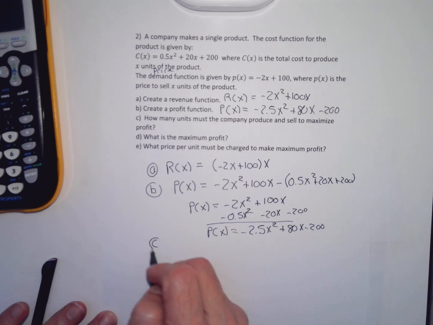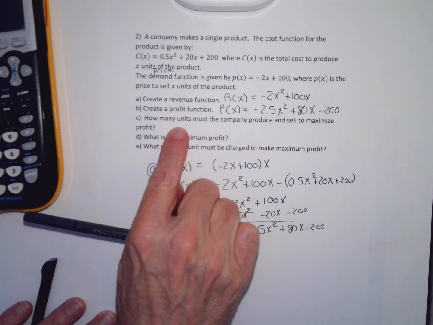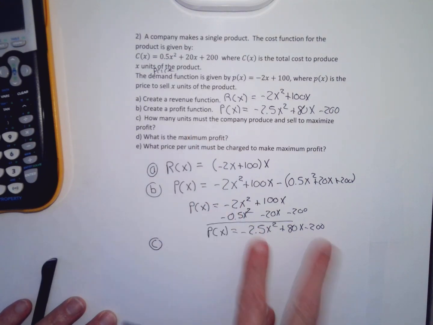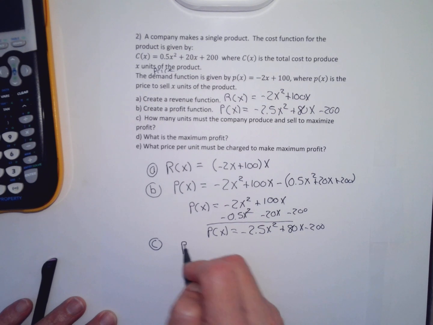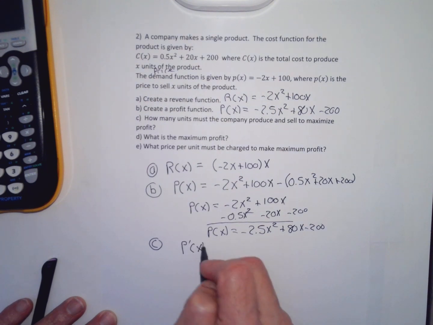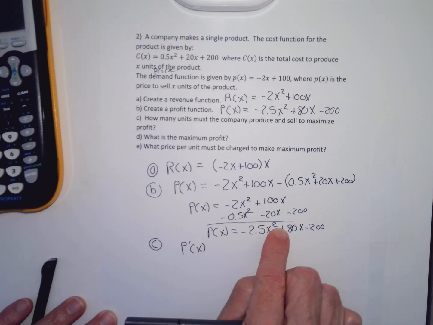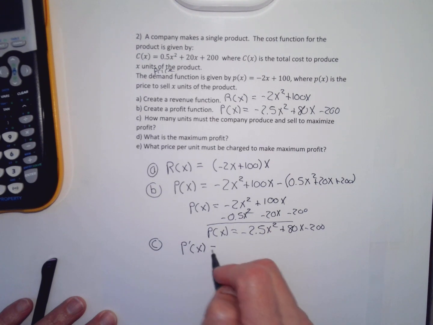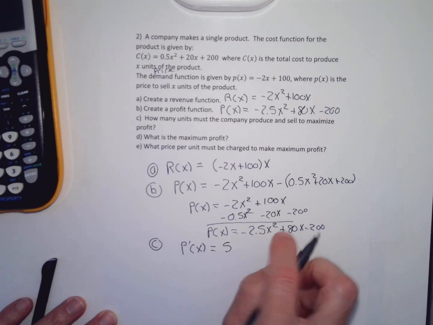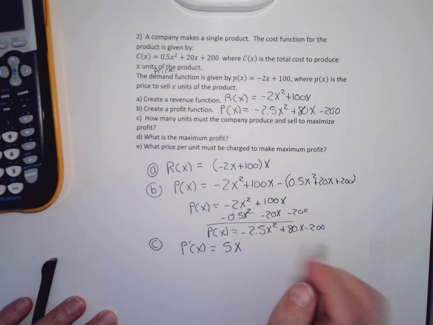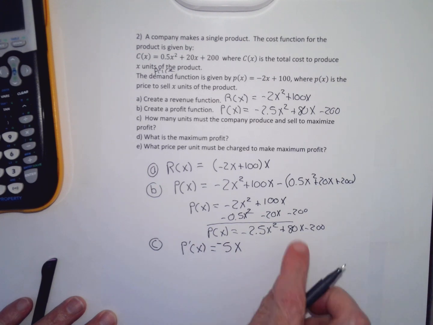Now I'm going to get lazy on part C and confirm that my critical number is a maximum point by lazily graphing. So how many units must the company produce to maximize profit? Let me find the derivative of my profit function. I'm going to go negative 2.5 times 2 and get negative 5. I'm going to lower the exponent and get an x to the first, negative 5x, and then plus 80.